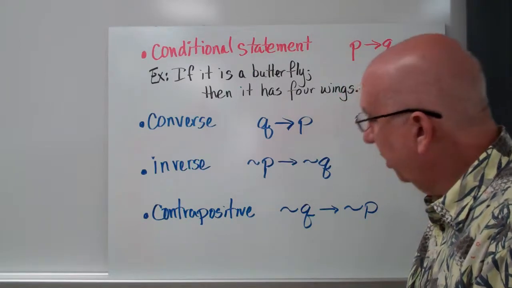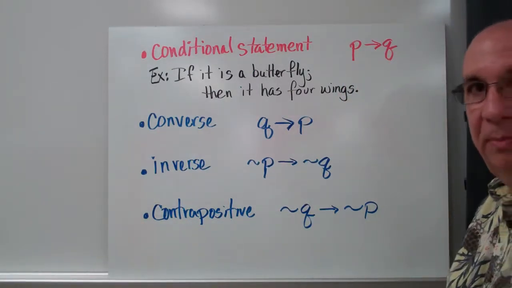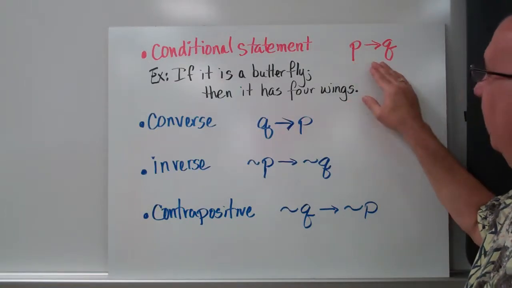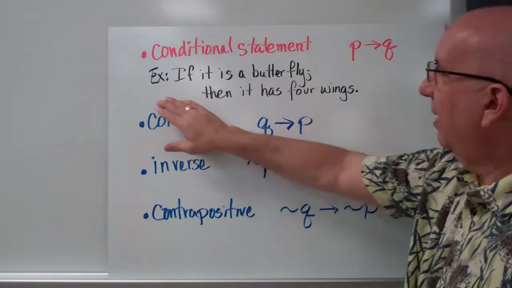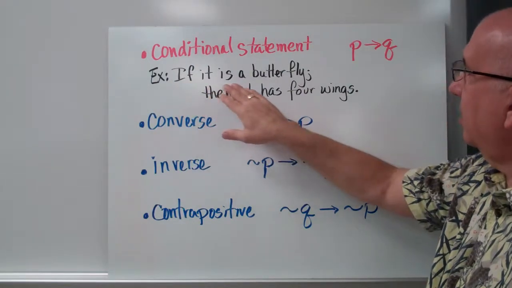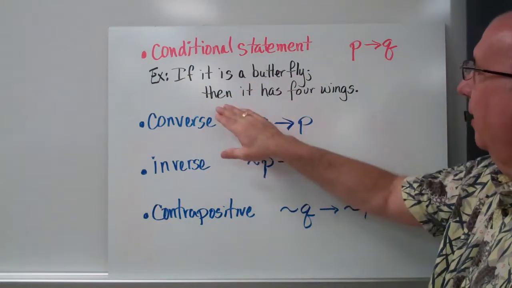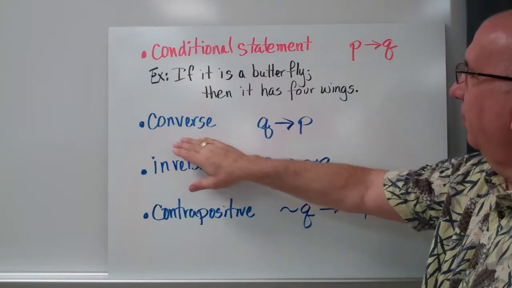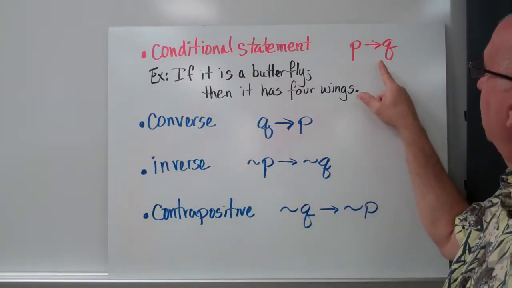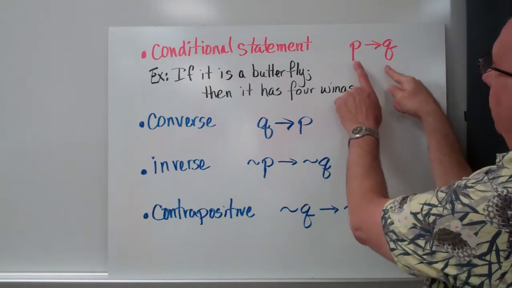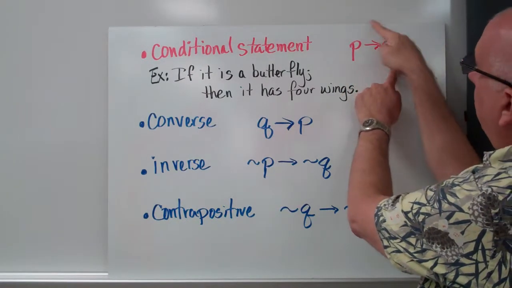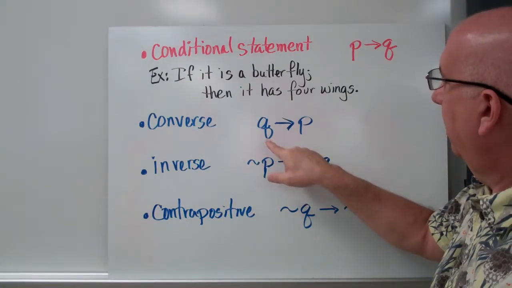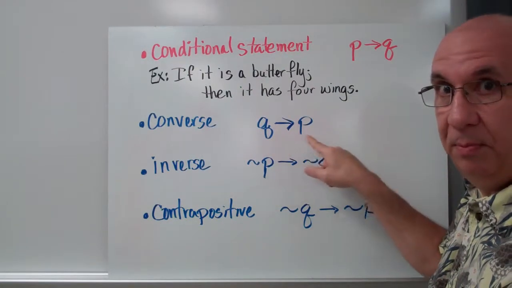There are four primary types of conditional statements. We talked about the first one, the conditional statement, which is read, if P, then Q. An example of that would be, if an insect is a butterfly, then it has 4 wings. The converse simply means you switch the P and the Q. The Q takes the place of the P. And this would be read, if Q, then P.